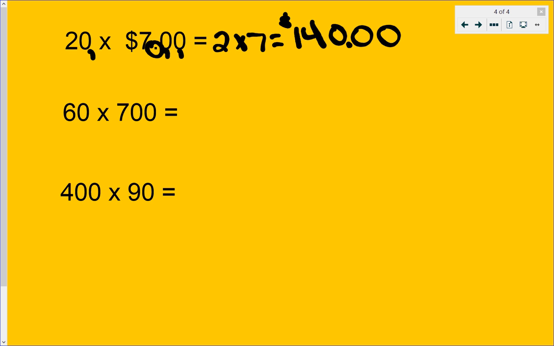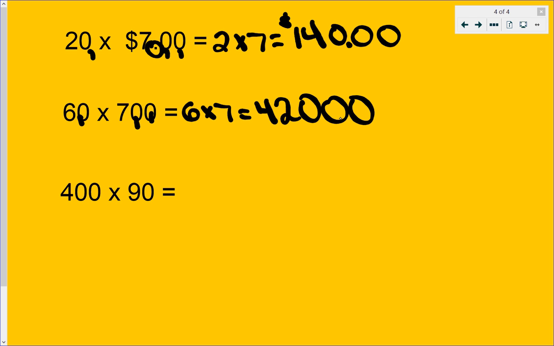Okay, so let's take a look at the next one. What's our basic fact? Hopefully you said 6 times 7. We have to know what our basic fact would equal. 6 times 7 equals 42. And then how many zeros do we have? Let's see, we have 1, 2, 3 zeros. I put in my comma, and so I end up with 42,000.